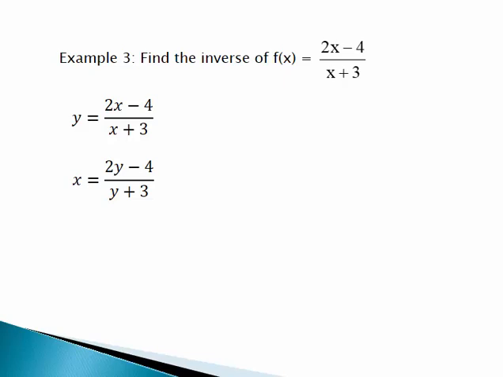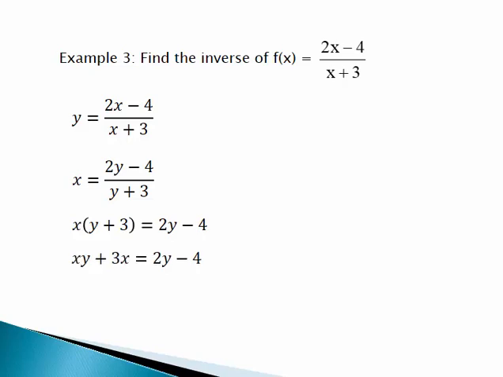But when you have a fraction, the first thing you usually want to do is get rid of the fractions, clear the denominators. I'm going to multiply both sides by y plus 3. If I do that, I'll get x times y plus 3 on the left, and the denominator would cancel, and we'd just get 2y minus 4 on the right.